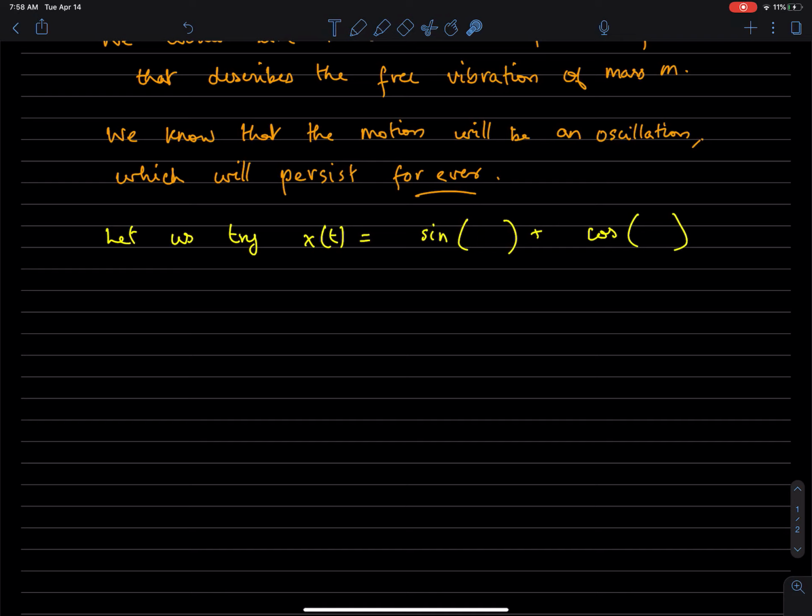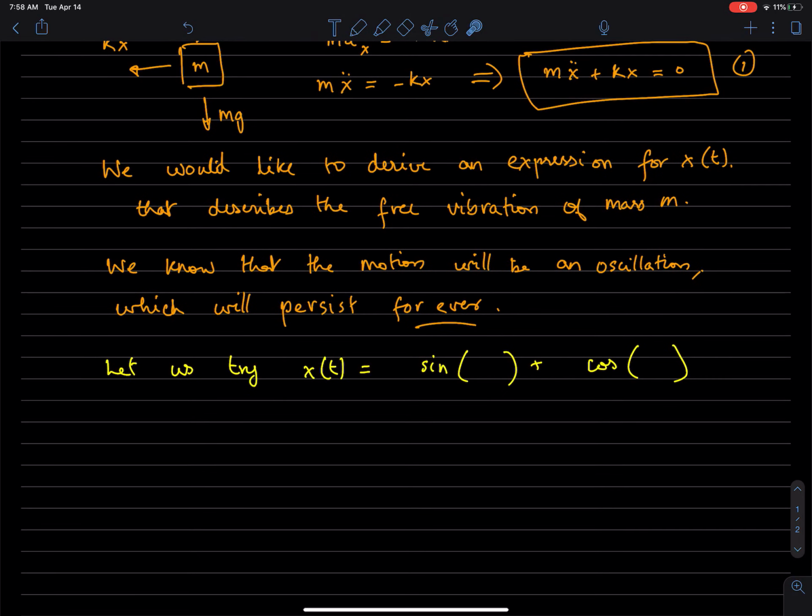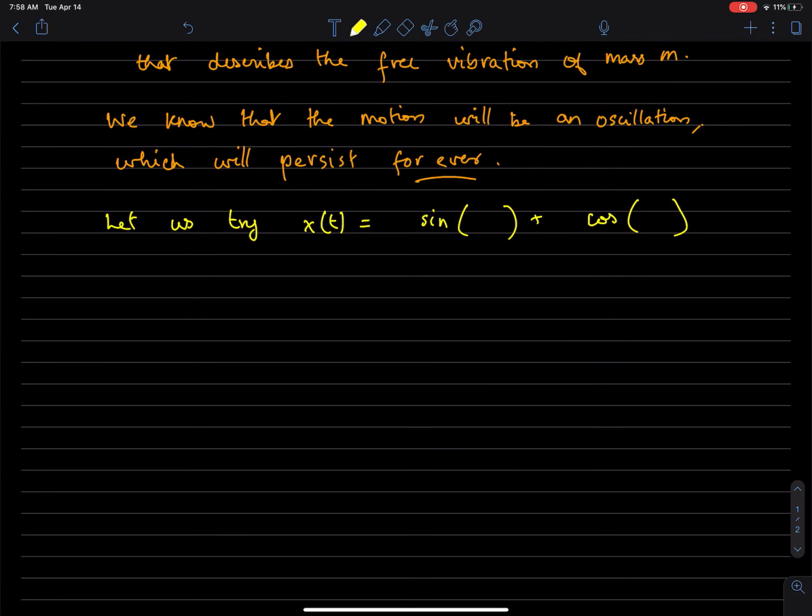Now it's not going to be just sine t. Sine t has a particular frequency. We don't know what frequency this object is going to oscillate at. So let's say sine omega t, where omega is some kind of frequency. The higher the omega, the faster the oscillations. So cosine omega t. And we don't know what the amplitude of the oscillation is going to be. So we say A sine omega t and then B cosine omega t, or actually B sine omega t and A cosine omega t, it doesn't matter.